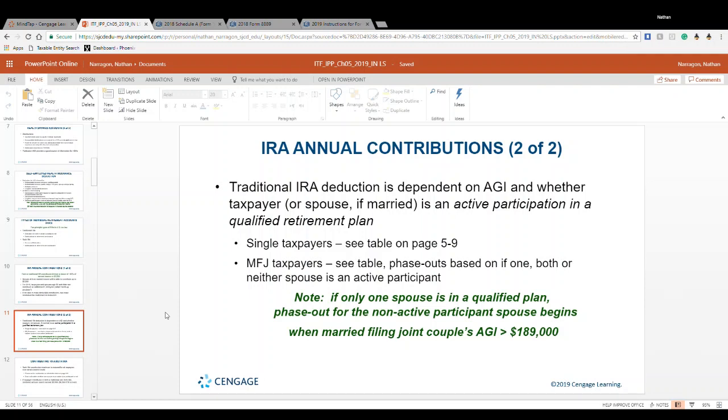So, again, we got a couple of tables that are coming at you. Before we get into the table, let me bring in this note. If only one spouse is in a qualified plan, which is most likely when you have a W-2 that has the check for retirement plan, that basically tells you. But if only one spouse is in the qualified plan, the phase out for the non-active participant spouse begins, for married filing jointly couples, when adjusted gross income is greater than $189,000. So we're going to be looking at that a lot.